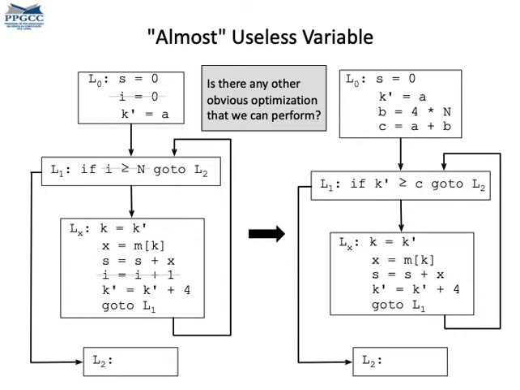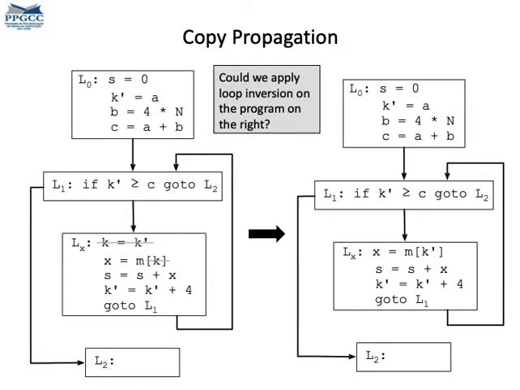Look at this program on the right. Is there any other optimization that we could apply onto it? We can eliminate the variable k. It's basically a copy of k prime. So let's keep only k prime, and then we get this program on the right.